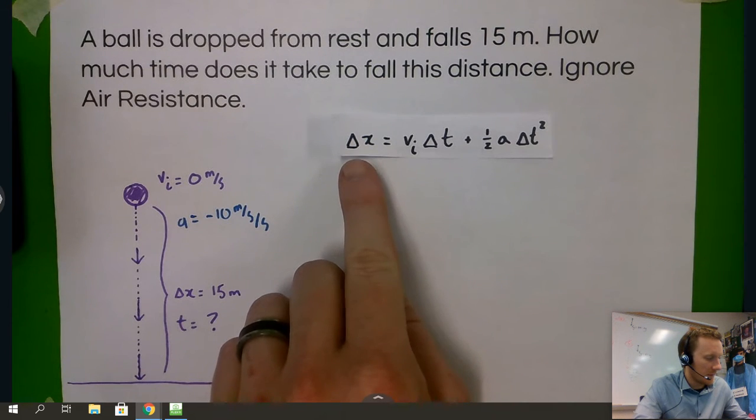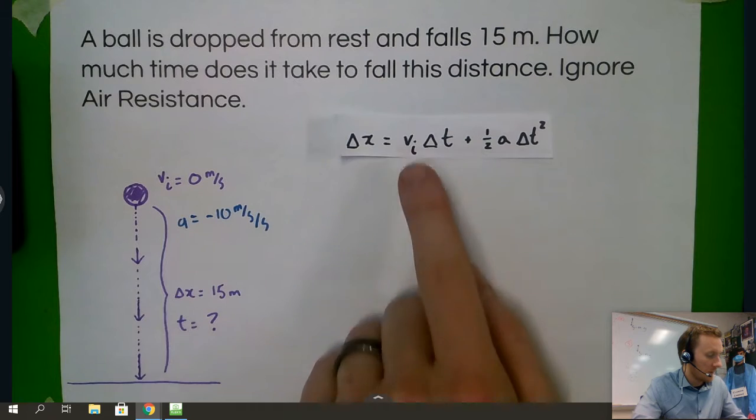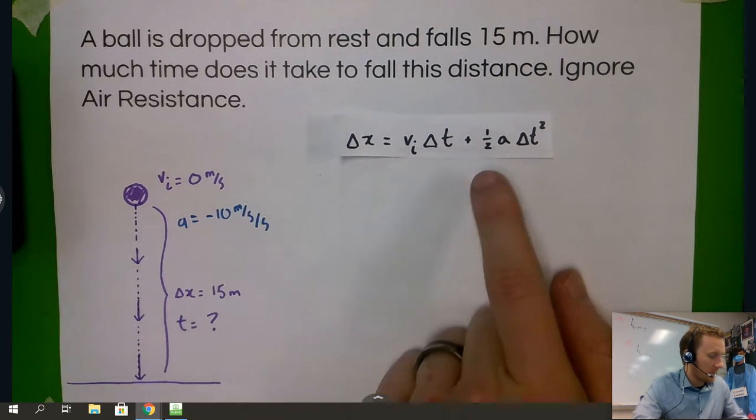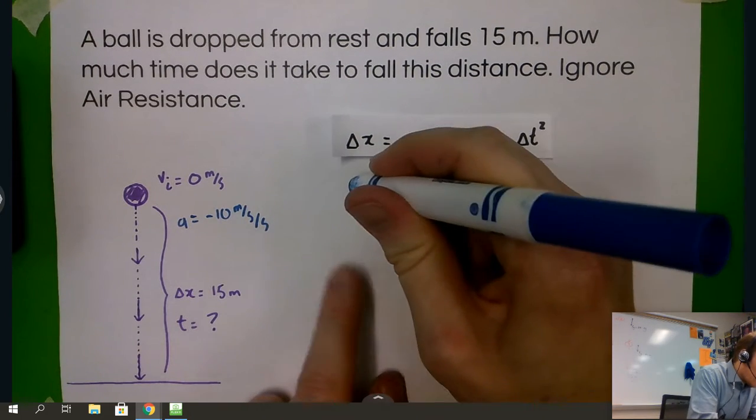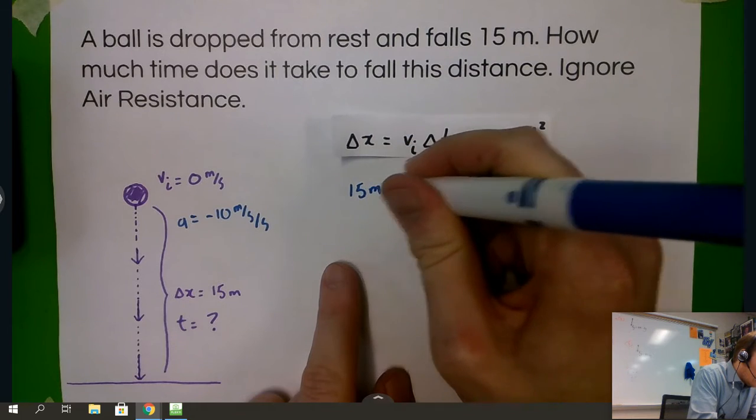For example, we know the change in position, 15 meters. We know the initial velocity, 0. We know the acceleration, which is negative 10. So all we're solving for is that single variable, solving for time. Okay? Well, you'll notice that if we start plugging in values, okay, so my change of position was 15 meters.